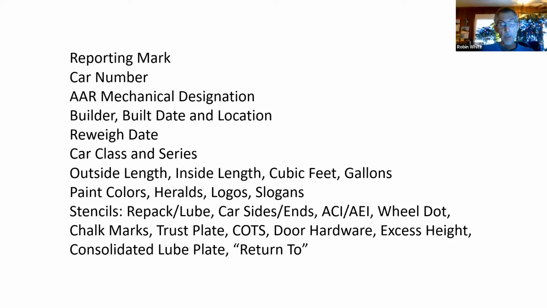The AAR has mechanical designations such as BX for boxcar and what have you. And those are specialized for different types of boxcars, for instance, and every other type. Who built the car, when was it built, and where was it built? These often are listed on the side of the car. Reweigh dates are really important, shows where and when the car was last reweighed, and they stencil it there.